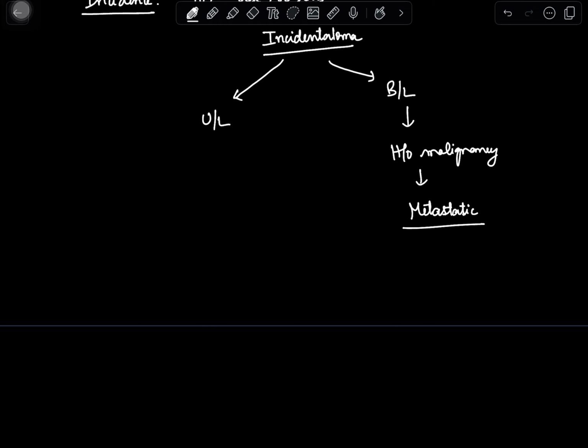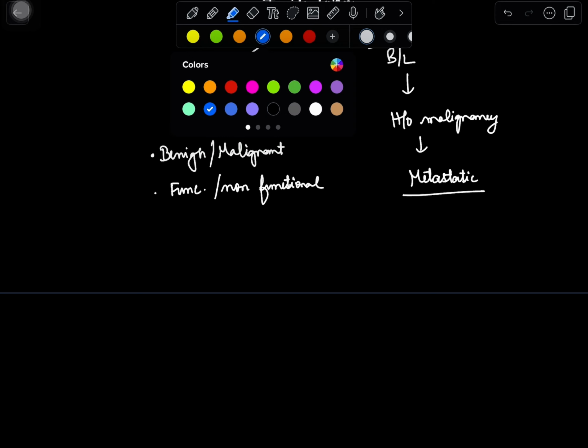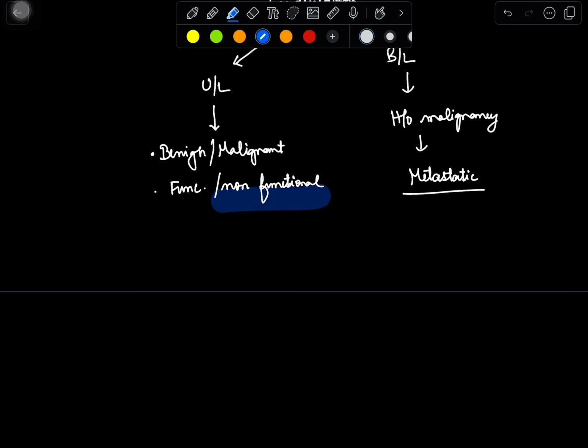If it is a unilateral lesion, the second thing is we have to confirm whether it is benign or malignant, because malignant lesions we have to operate, benign lesions we can observe. And we need to know whether it is functioning or non-functional. This is very important because most of the adrenal incidentalomas are not functional, as high as 80 percent are non-functional.